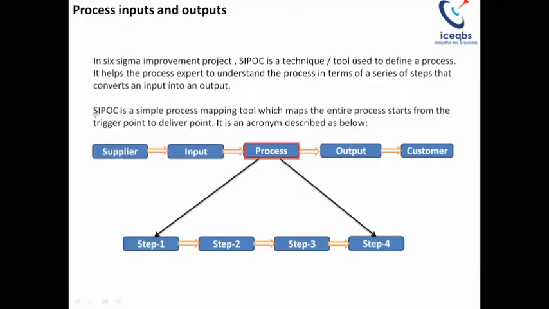SIPOC is an acronym formed by the first letter of the different words. S stands for supplier, I stands for input, P stands for process, O stands for output, and C for customer, right? So supplier, input, process, output, and customer. And then within the process, again, that can be divided into sub-processes. So sub-process 1, sub-process 2, sub-process 3, and sub-process 4. So these are the different activities you can do.